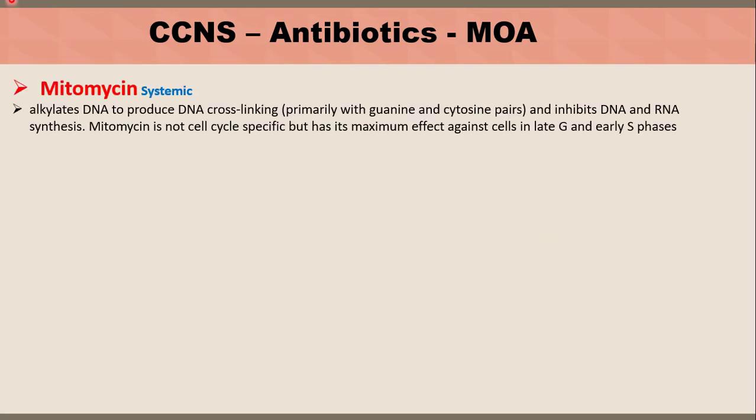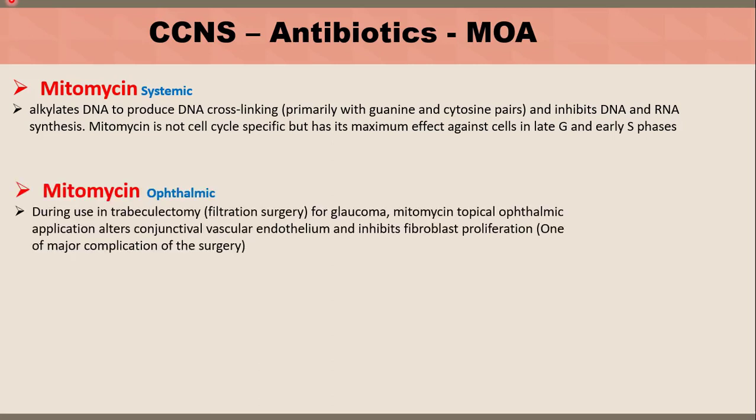When it comes to mitomycin as an anti-cancer antibiotic, a cell cycle non-specific chemotherapeutic agent, we have 3 pharmaceutical dosage forms for mitomycin, which can be listed as follows. Mitomycin systemic alkylates DNA to produce DNA cross-linking, primarily with guanine and cytosine pairs, and inhibits DNA and RNA synthesis. Mitomycin is not cell cycle specific but has its maximum effect against cells in late G and early S phases.